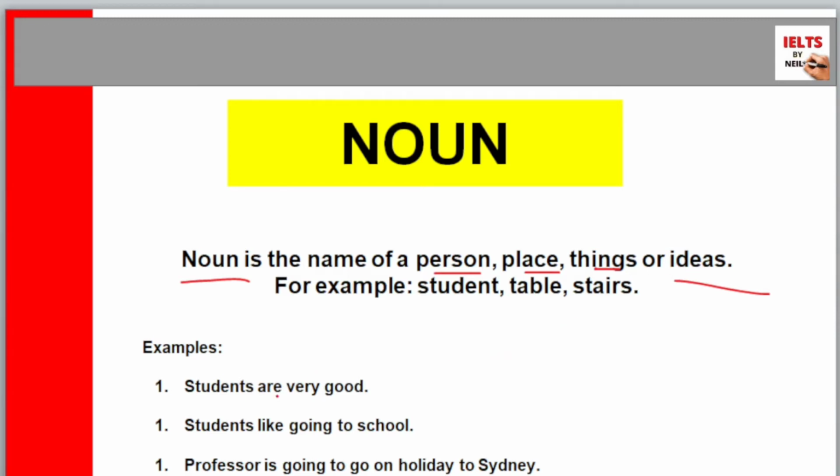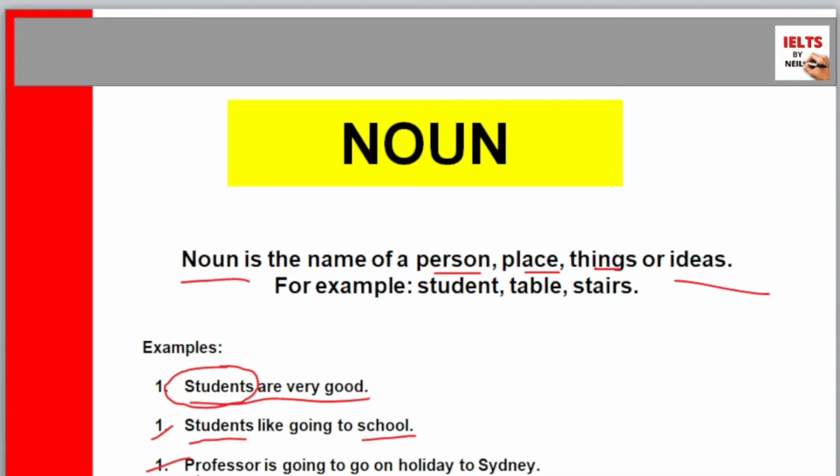Let's look at some examples. Students are very good. In this sentence, students is the noun. Next one, students like going to school. So in this one, students and school, these two words are nouns. Of course, like and going can't be nouns, they are verbs. So students and school are nouns in the second one.